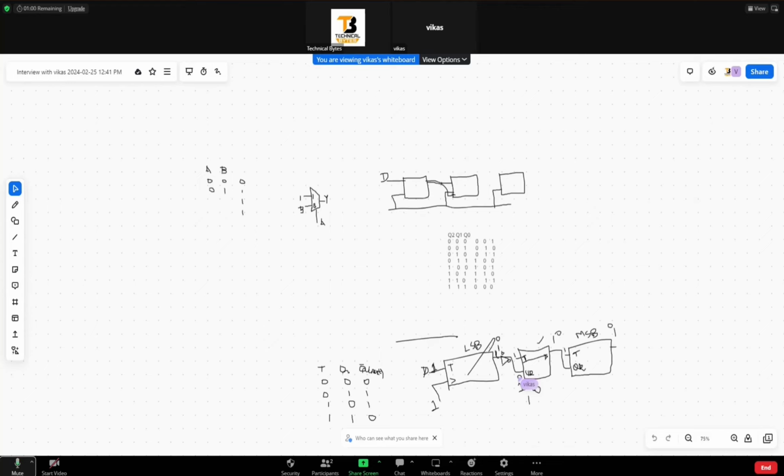So if you are assuming this flop is working at the positive edge of the clock, it will not take any action, right? So the third flip flop will also not take any action because there is no change in the output of the second flip flop. So you got your expected value 0 0 1, right? Yes, sir. At least the second thing you got. Now try the next.